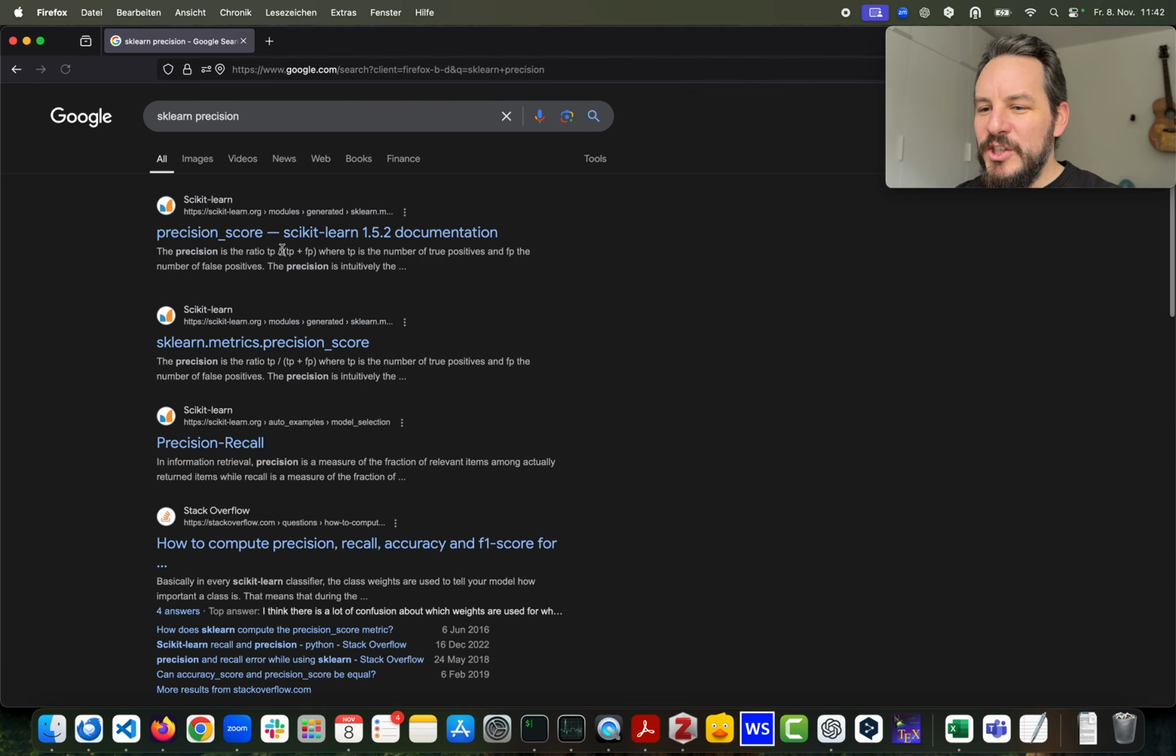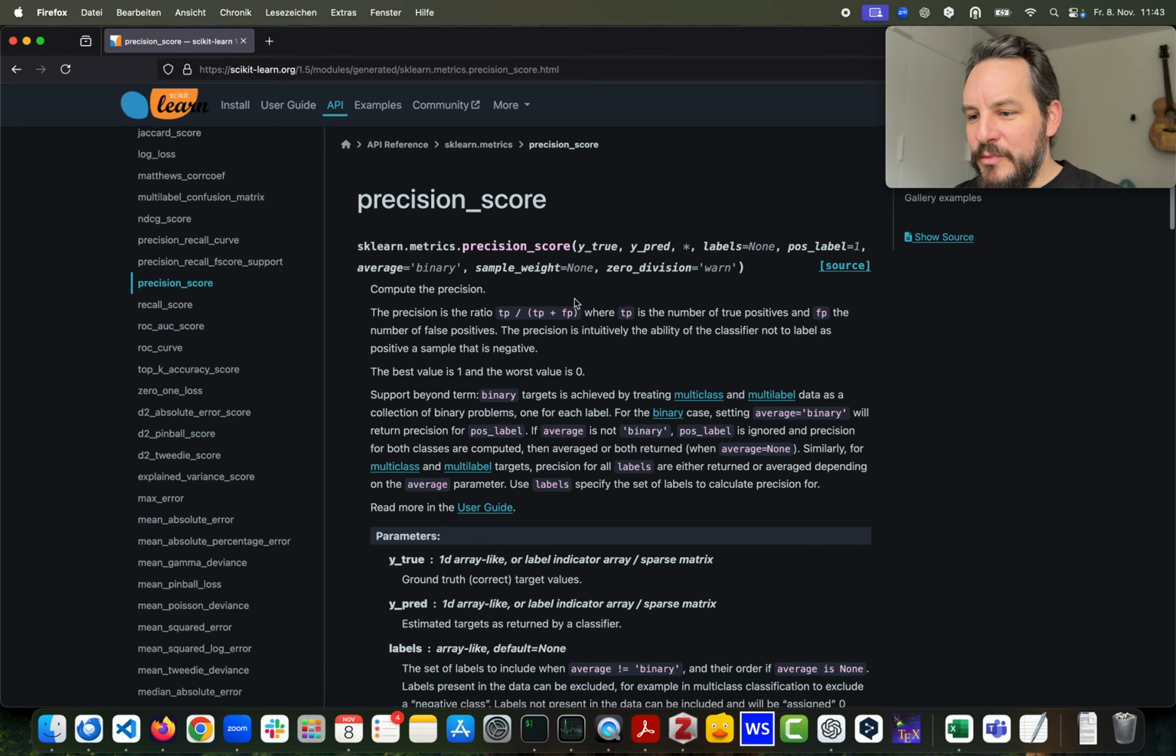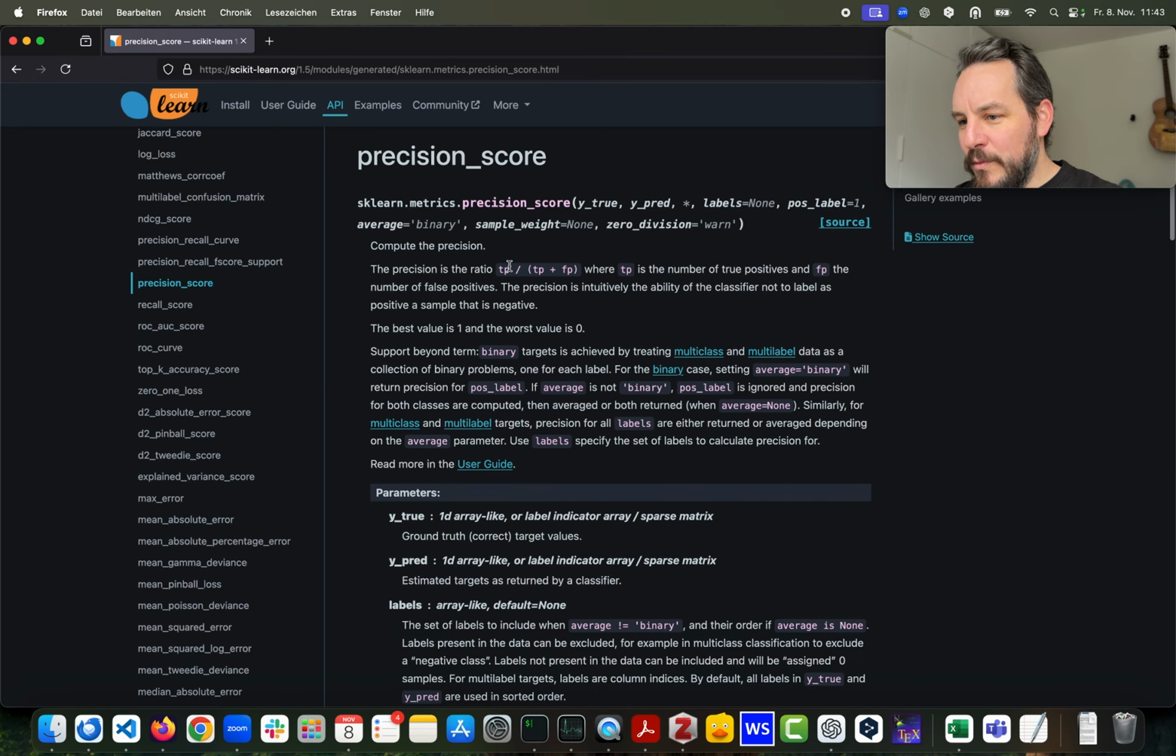The precision score. For instance, the precision takes a look at the true positives divided by the true positives and the false positives. So the precision is intuitively the ability of the classifier not to label as positive a sample that is negative. It needs some time to think about, usually a little bit.